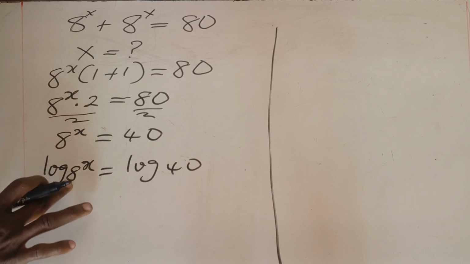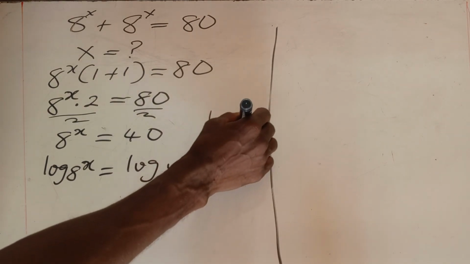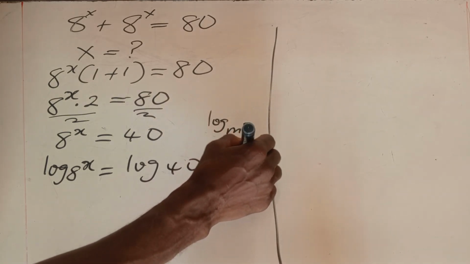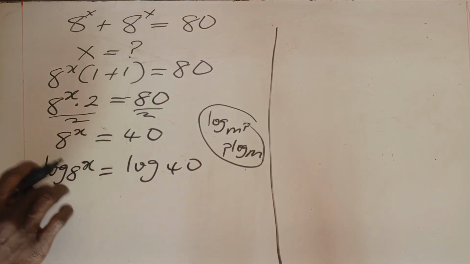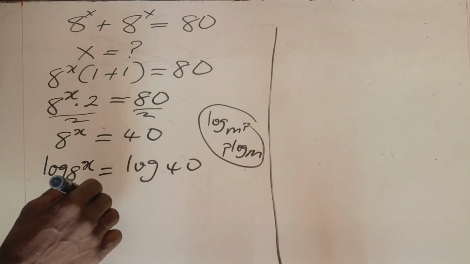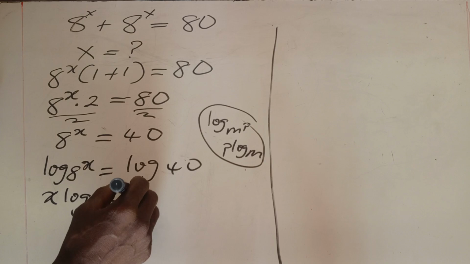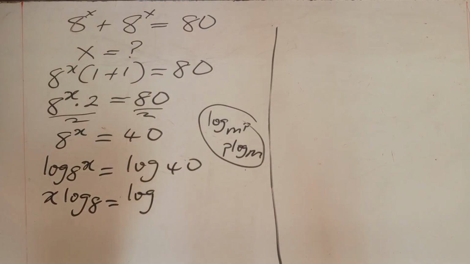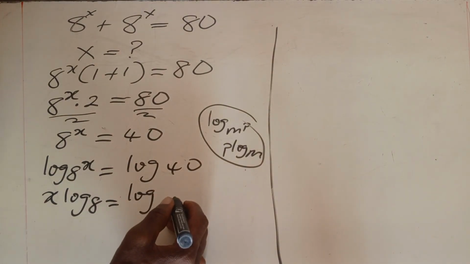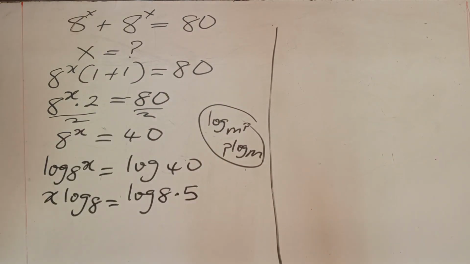There is one property we are going to use here, which says if you have log m to the power n, it is equal to n log m. When I use this, here will be x log 8 equals log 40. Also we can break down 40 into 8 times 5, where the dot serves as multiplication, using the multiplication law of logs.